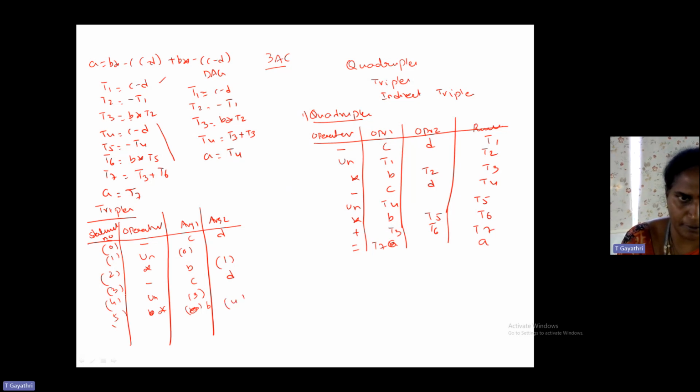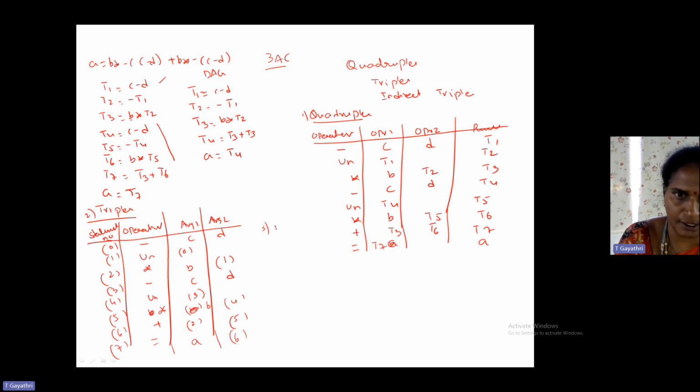That is statement 5. T3, T6. So plus, T3 is there at the second statement. T6 is there at statement 5. That is a 6. Finally, A equal to T7. T7 is there at 6. That is the statement 7. That is the triple representation. That is the second one.